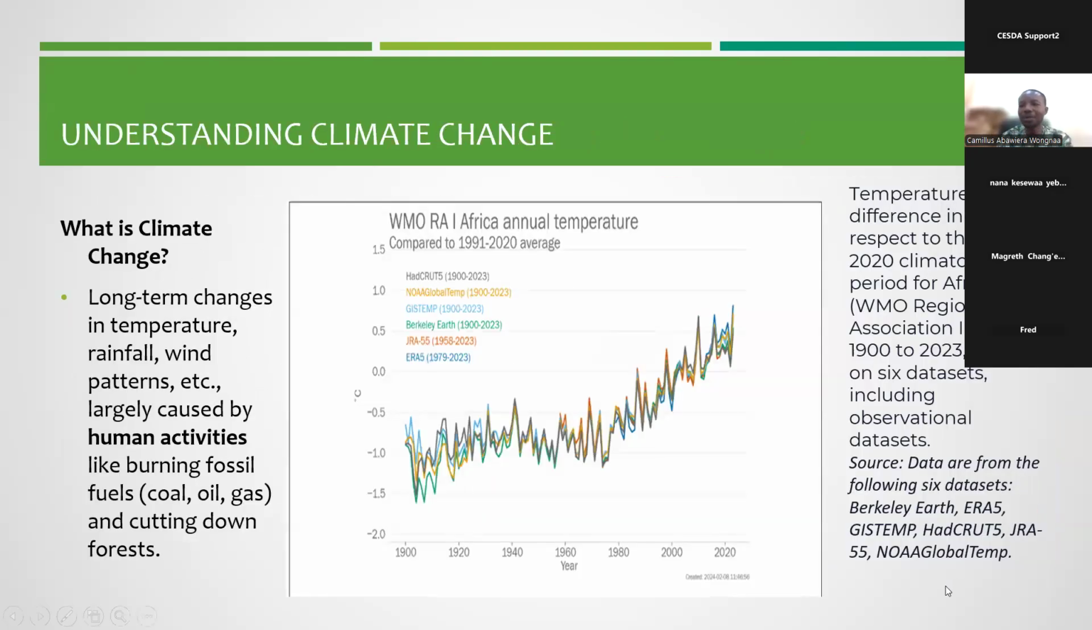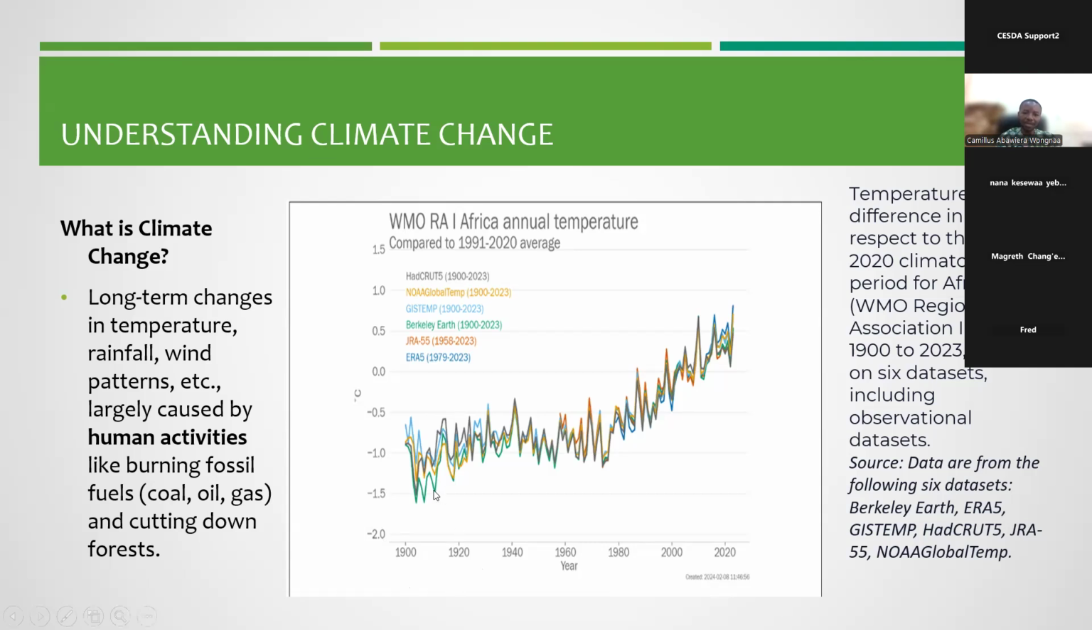Now, I decided to put this particular graph here from an article from the World Meteorological Organization. It is telling us how some variables have changed over the period. So in this particular graph, it's telling us how temperature, for instance, has changed over the period. We have the years on the horizontal axis, starting from the 1900s all the way to where we find ourselves now, this particular century, up to the 2020s.